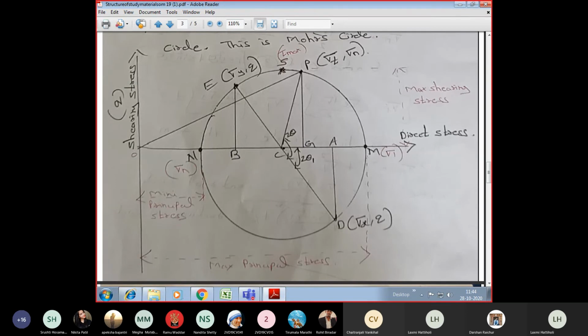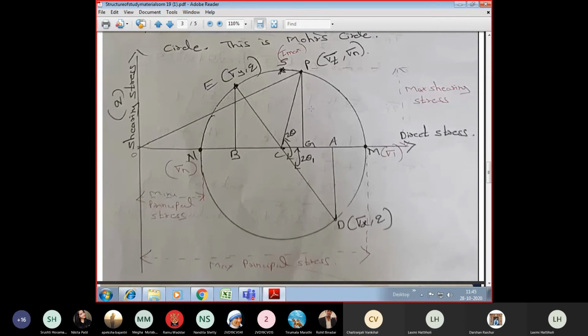So if you take 2 theta by using your protractor, you will get the point P, right? So mark that point P on a circle. After marking the point P on a circle, join PG and join PO. Join PG and join PO, right?